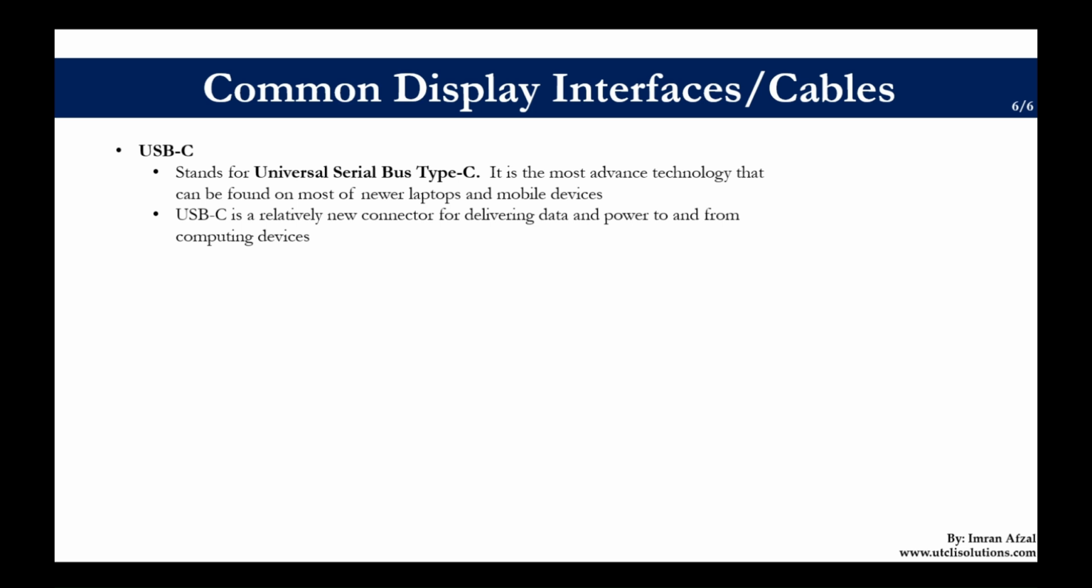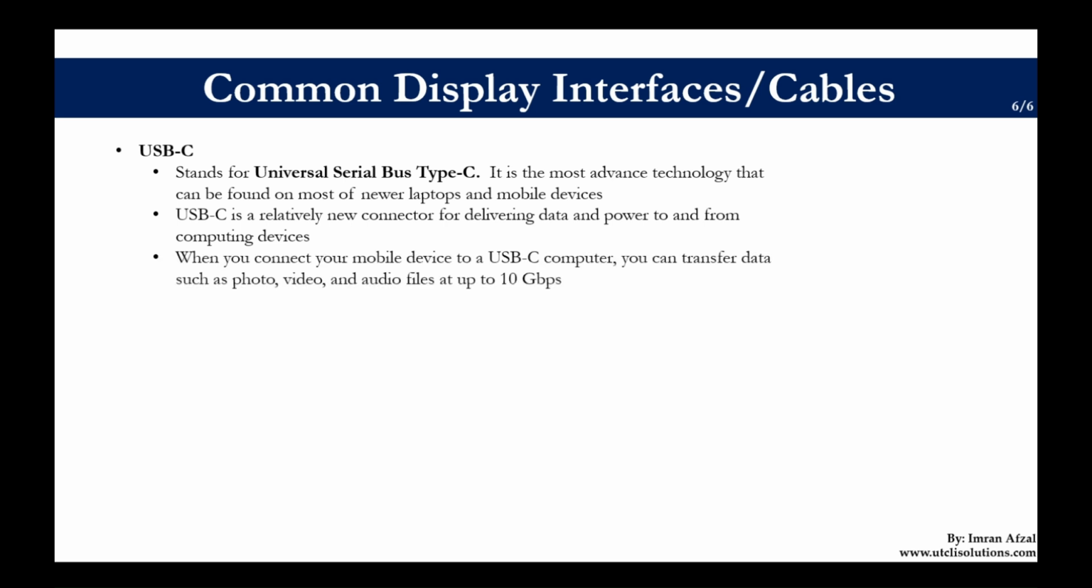Now, why do we use that? USB-C is a relatively new connector for delivering data and power to and from computing devices. When you connect your mobile device to a USB-C computer, you can transfer data such as photo, video, and audio files at up to 10 gigabits per second. A lot faster. It is not like the regular old USB. It is a lot faster.